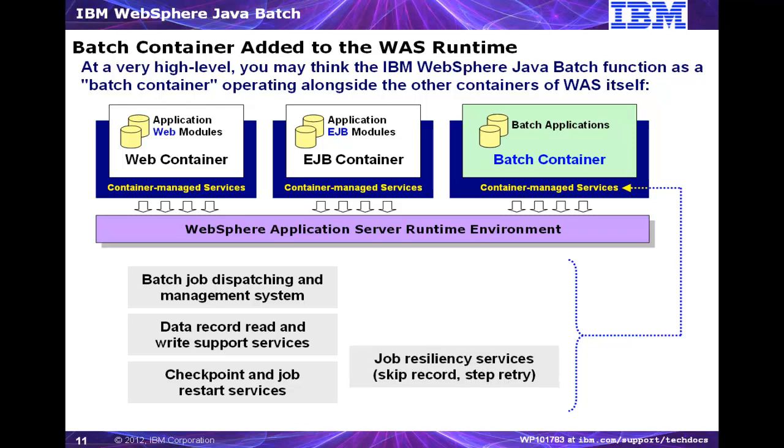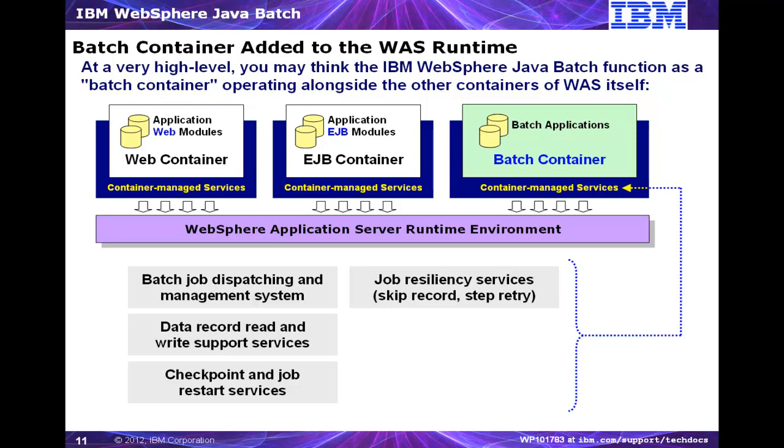Long-running batch jobs that perform a lot of data I/O occasionally encounter exceptions. Rather than stop the job, WebSphere Java Batch provides a job resiliency service in the form of skip record and step retry processing. This allows long jobs to continue, which helps you meet batch completion windows. Batch jobs often lend themselves to parallel processing. That is, the range of data worked on by the batch job is partitioned into segments, and batch subjobs work on each range in parallel. WebSphere Java Batch provides a set of container services to assist in parallel processing.